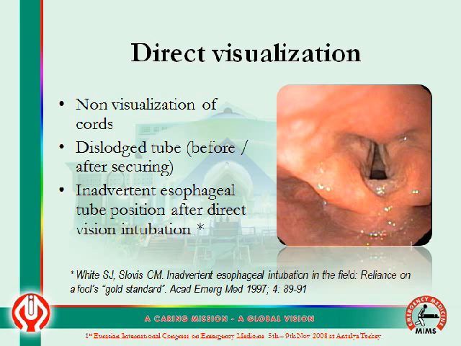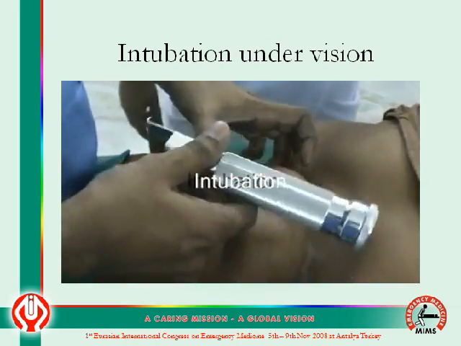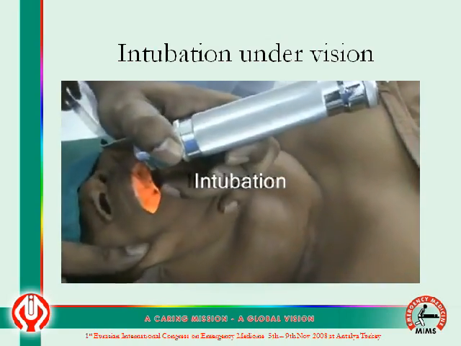Sometimes you may totally fail to visualize the cords at all during your intubation. There is every possibility of dislodging the tube, even before or after you are securing the tube. Inadvertent esophageal tube positions are quite possible even after direct vision intubation. This is one video to show the direct vision intubation.